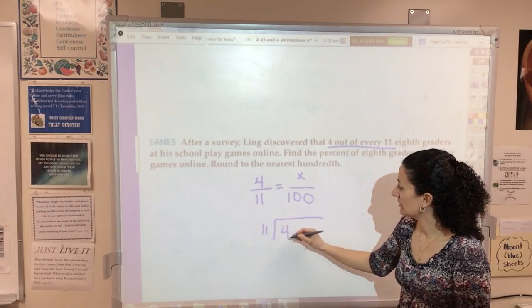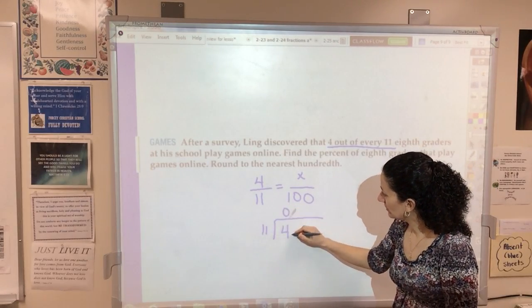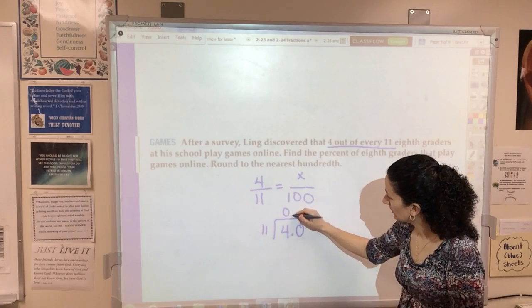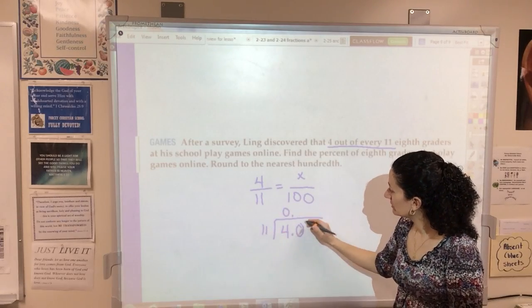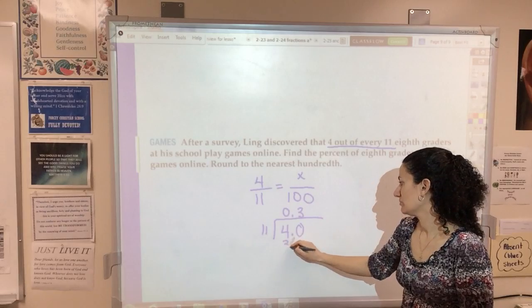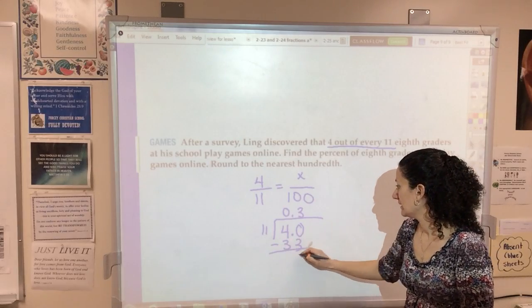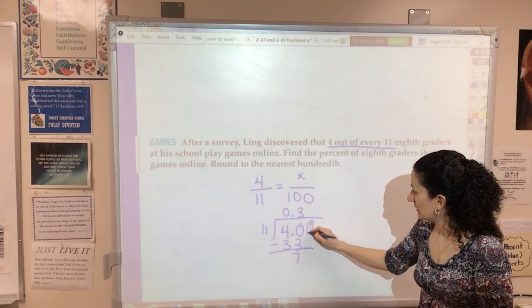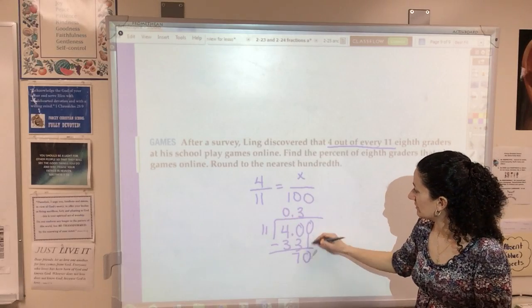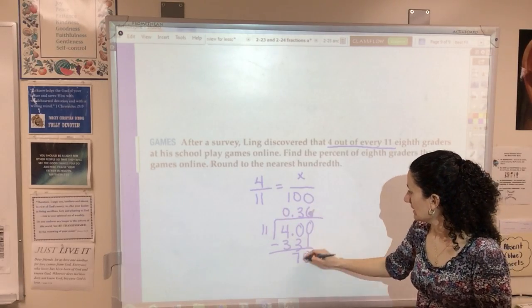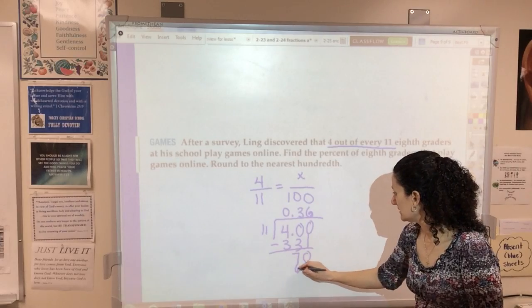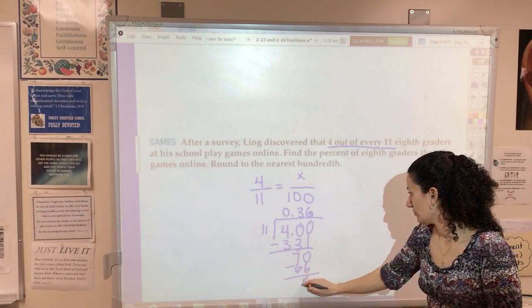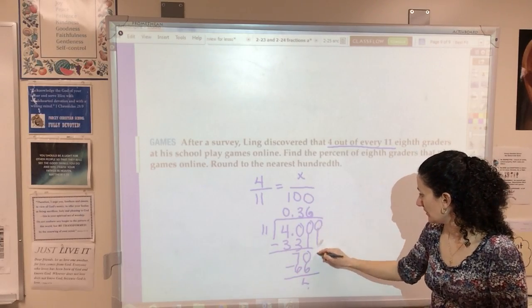Let's see what happens here. 11 doesn't go into 4. I'm going to add my decimal, my 0, and line it up carefully. 11 goes into 40 3 times, because 3 times 11 is 33. Remainder 7. Bring down a 0. 11 goes into 76 times. 6 times 11 is 66. Remainder 4. And you might notice something here.